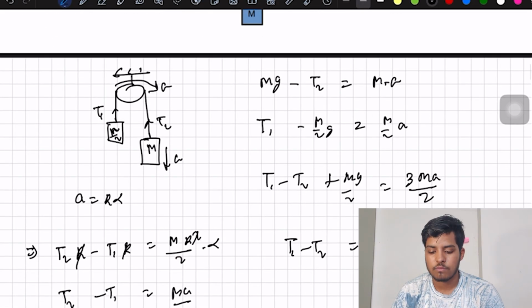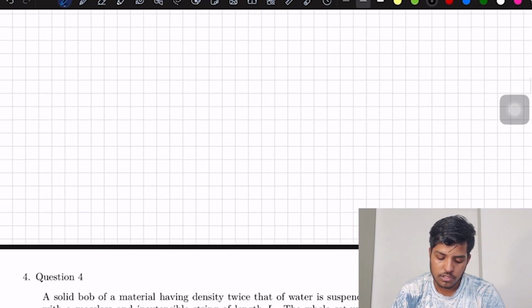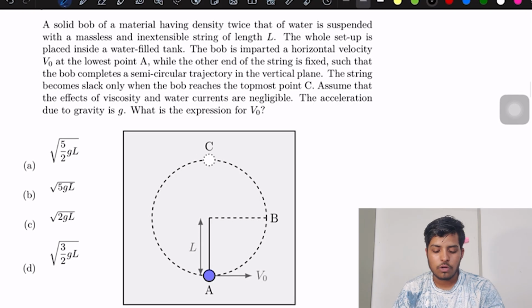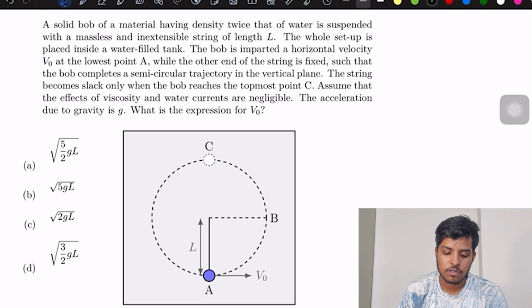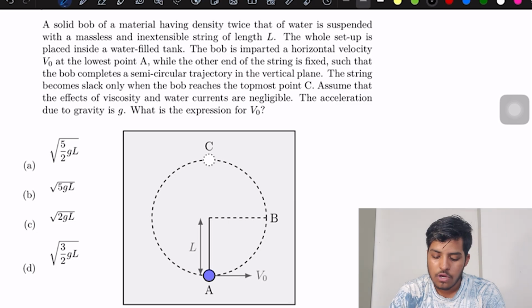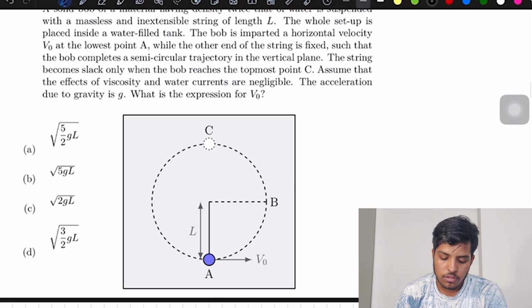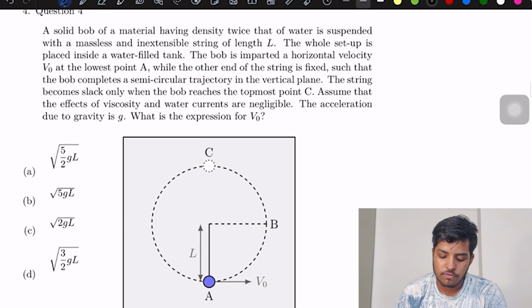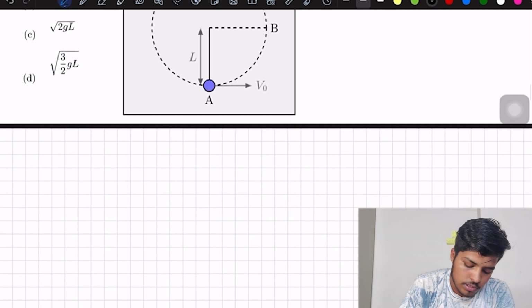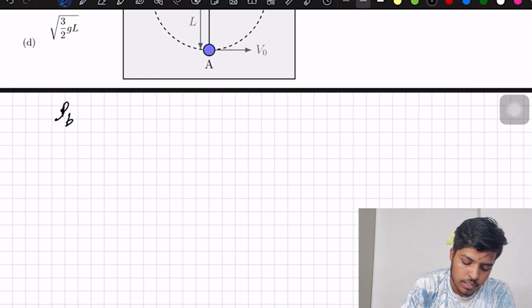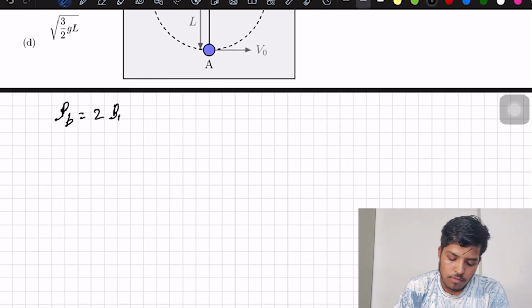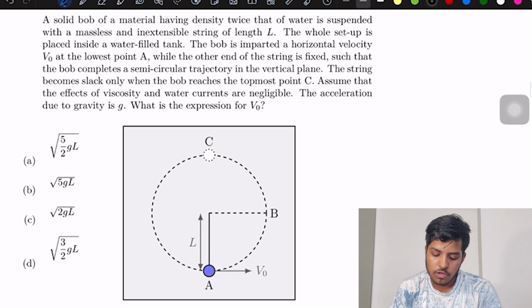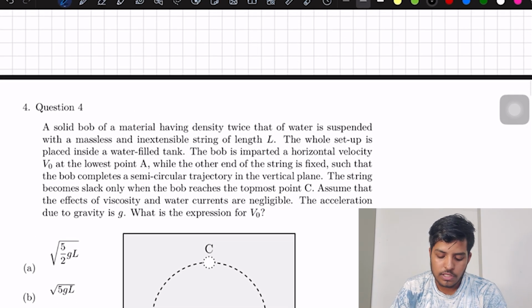Let's move to question number 4 and see what it is asking. A solid bob of a material having density twice that of water is suspended with a massless and inextensible string of length L. So the density of the bob is twice the density of water. So density of bob equals 2 times density of water. Now what more? The whole setup is placed inside a water filled tank.